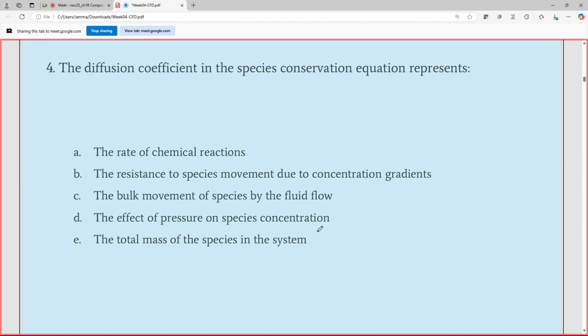The diffusion coefficient in species conservation equation represents which among the following? Option A, the rate of chemical reaction. Option B, the resistance to species movement due to concentration gradients. Option C, the bulk movement of species by the fluid flow. Option D, the effect of pressure on species concentration. Option E, total mass of the species in the system. So, what does the diffusion coefficient in the species conservation equation represent?